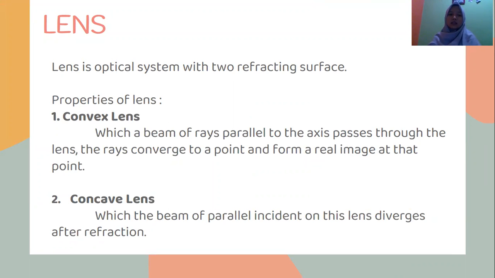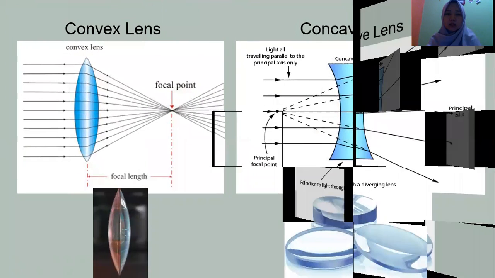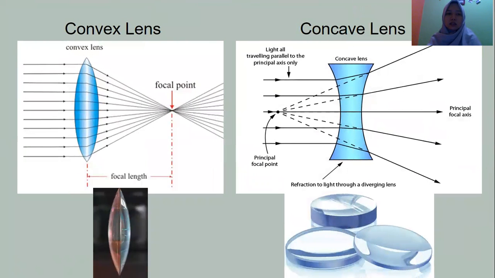And the second is the concave lens. With a concave lens, a beam of parallel rays incident on the lens diverges after refraction. Next, here there are pictures of the concave lens and convex lens.